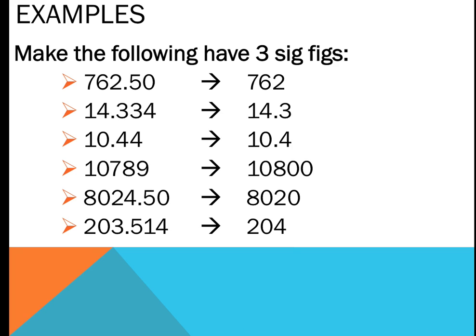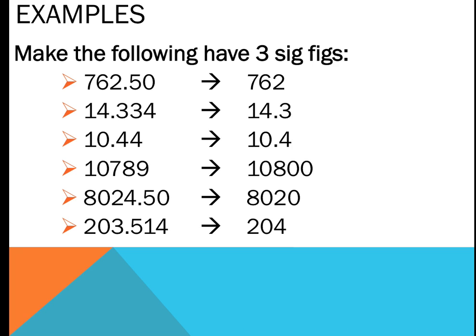The value 8,024.50, we need to count from left to right. We do have a decimal place. We are looking at the 8, 0, and the 2. Following the 2 is a 4, so it lets us keep the 2 the same. So we have 8020. Only the 802 is significant, and that last 0 to the right is insignificant.